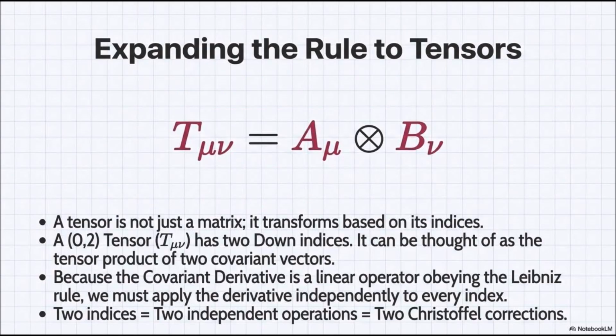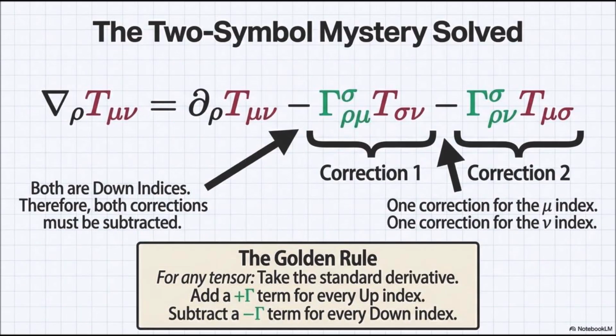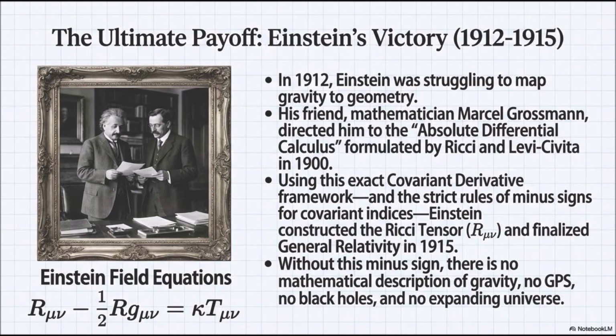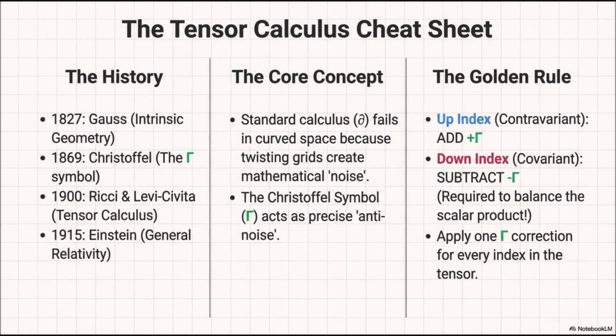Let's read it. The transformation rule: A prime subscript mu equals the partial derivative of x superscript nu with respect to x prime superscript mu, times A subscript nu. Look at the anatomical difference in the scaling fraction here. For the covariant vector, the old coordinates, x superscript nu, are in the numerator. The new coordinates, x prime superscript mu, are in the denominator. That mathematical flip is what guarantees the inverse scaling behavior.